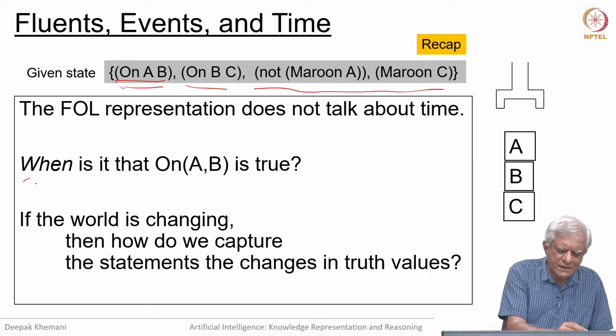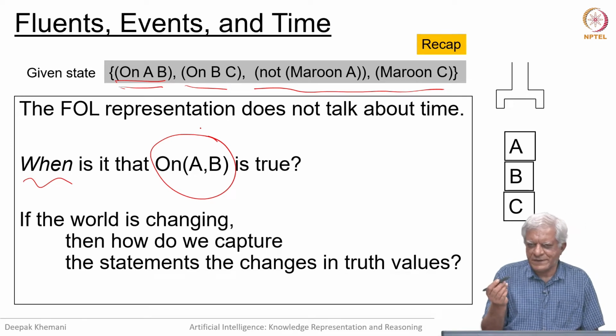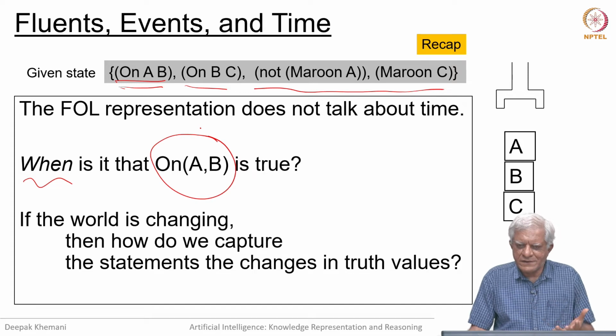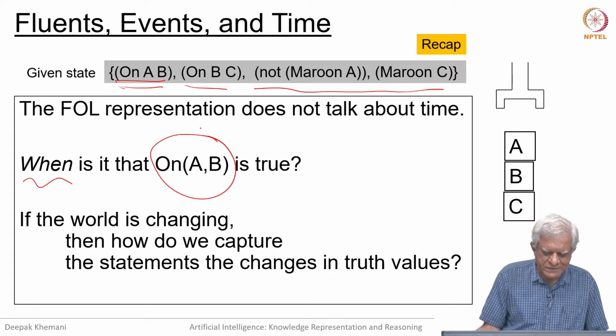The question is, when is this predicate true? Now, unlike in mathematics, where once a statement is true, it is always true, in the real world things like this can keep changing. So, how do we handle that is the question. If the world is changing, then how do we capture the statements that change in truth value?